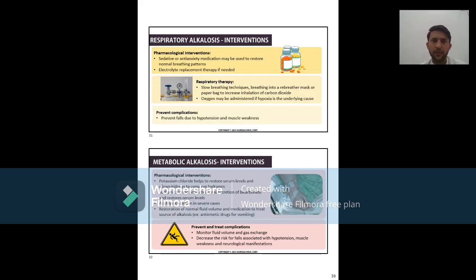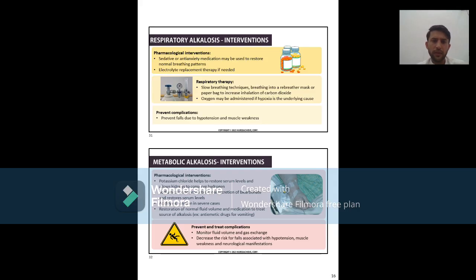mental status. In respiratory alkalosis, we also have important pharmacological interventions. Sedative or anti-anxiety medication may be used to restore the patient's normal breathing pattern. Electrolyte replacement therapy if needed. We discussed it in great detail. Respiratory therapy: slow breathing techniques, breathing into a rebreather mask or paper bag to increase inhalation of carbon dioxide. Oxygen may be administered if hypoxia is the underlying cause. Preventing the patient from falling is a key nursing intervention, as is monitoring for muscle weakness.